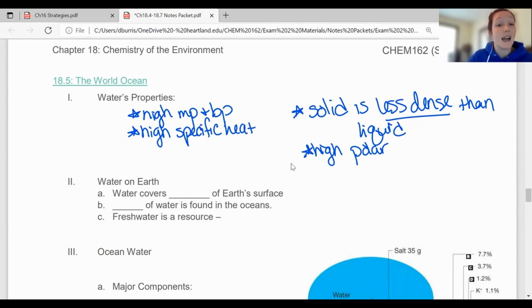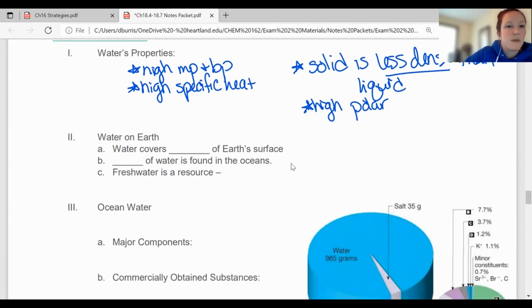If it didn't have a high melting and boiling point, it wouldn't stay liquid most of the time and we wouldn't be able to drink it. And that's the problem on a lot of other planets, that it's not at the right temperature. So it's a very special compound.